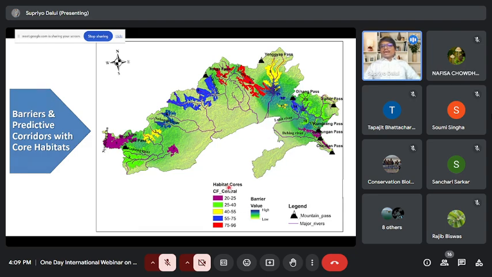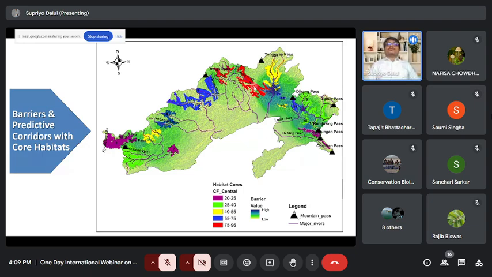This is the habitat core value. So the lesser the value, the less important the habitat core areas are. The higher the values, the more important the core habitats are. So from this we can understand that in this particular landscape of Arunachal Pradesh, these two habitat cores are the most important habitats. All these findings are based on genetic data and the habitat suitability map that I have discussed.